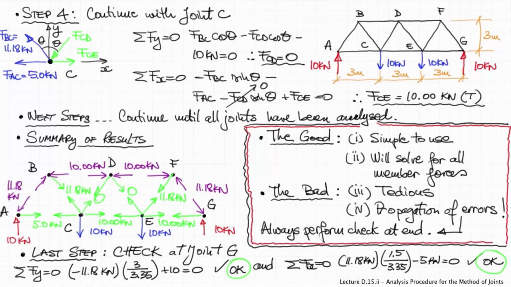Now, this is all about the method of joints. As you can see, it's a simple method. It's good. It solves for all the members in a truss.